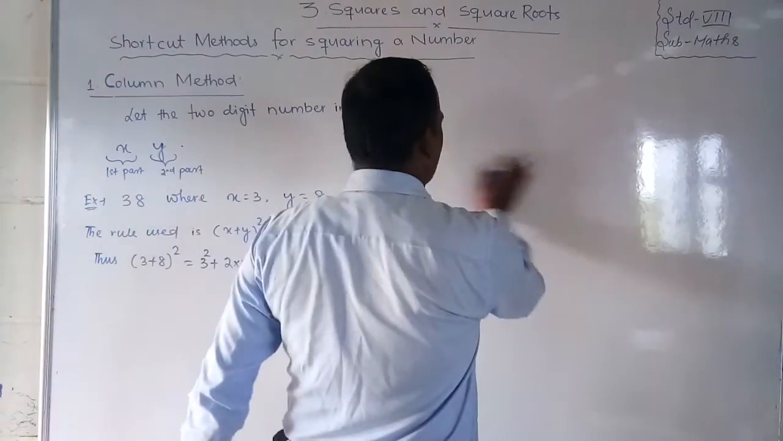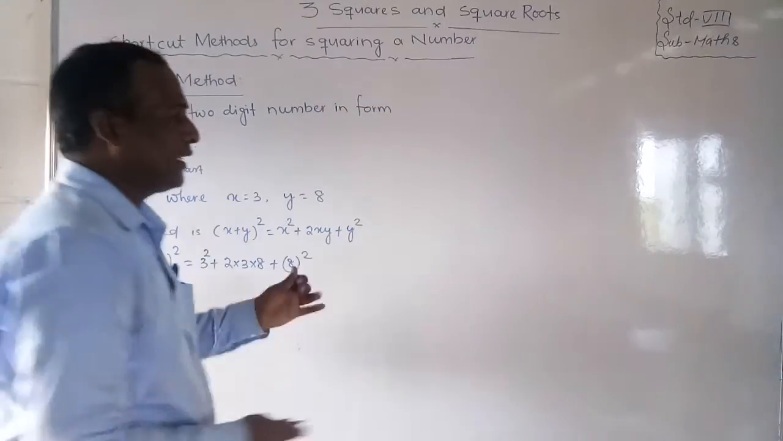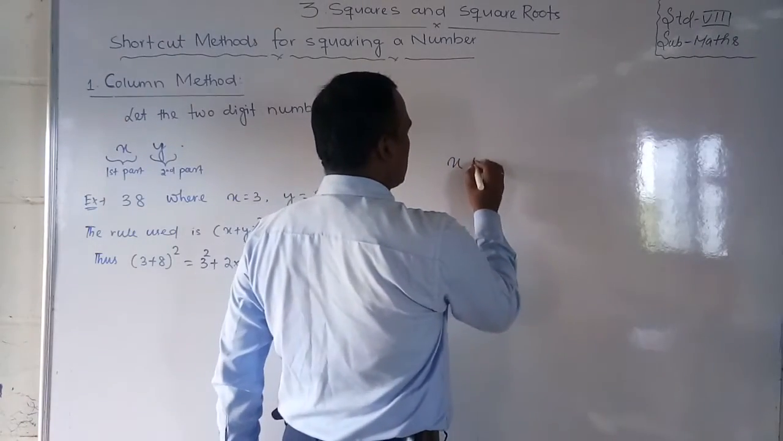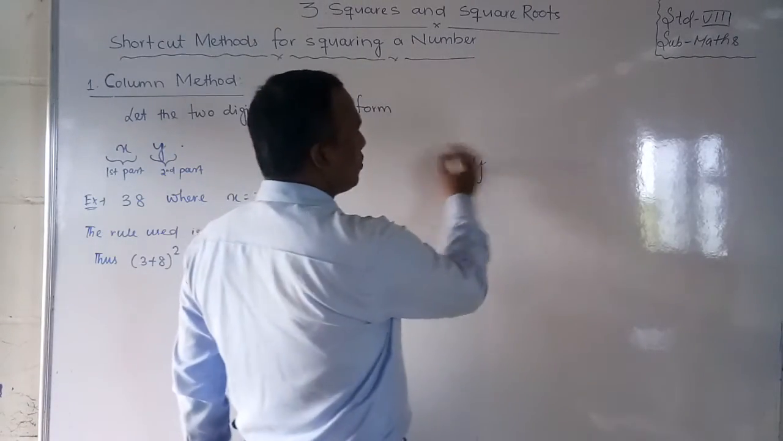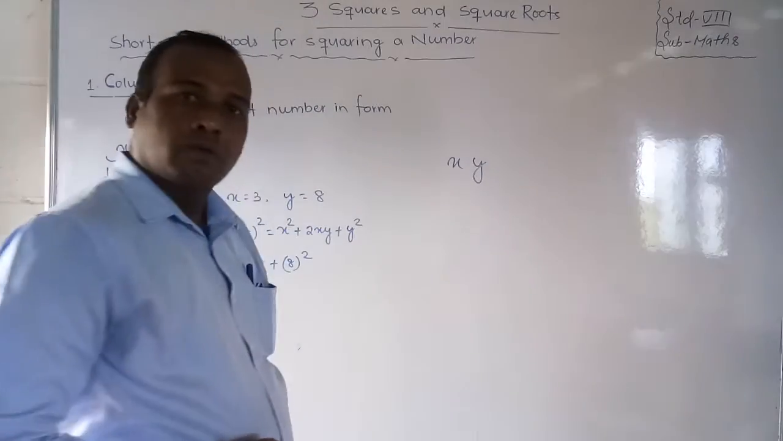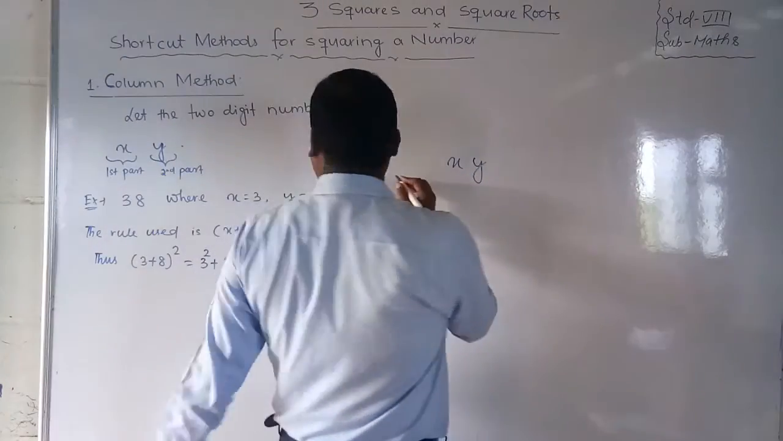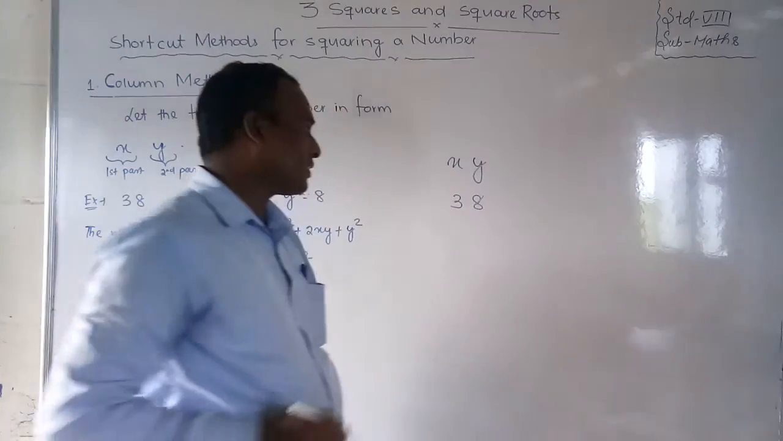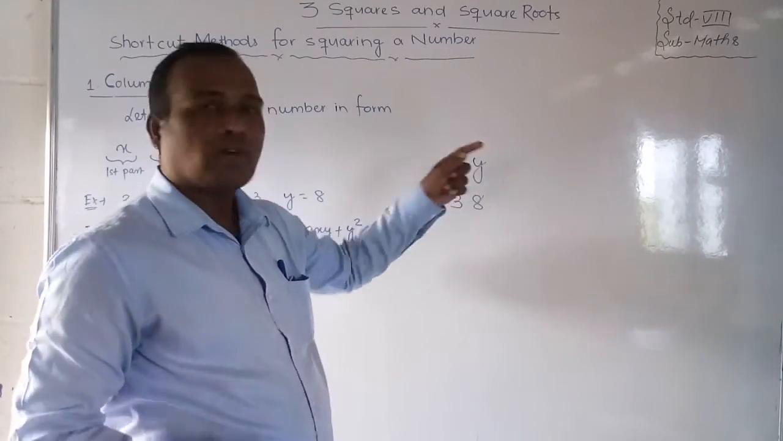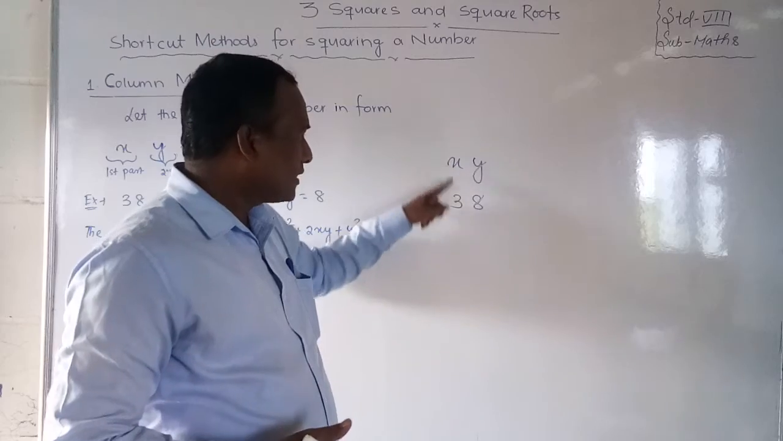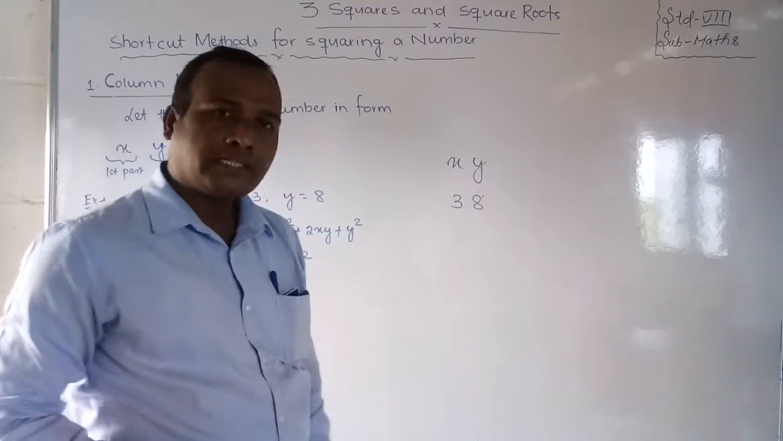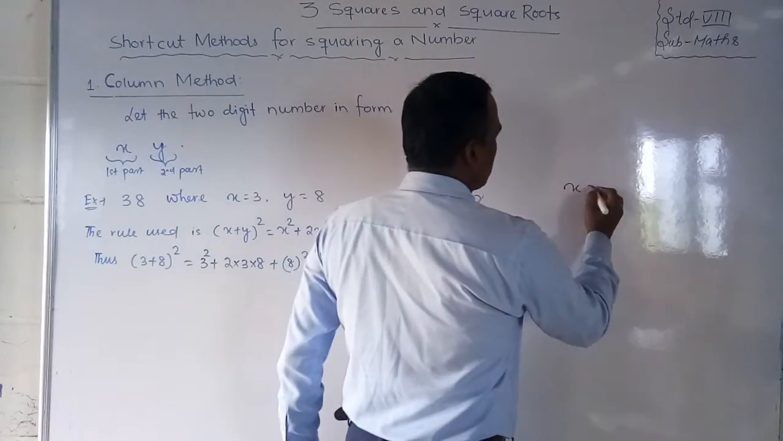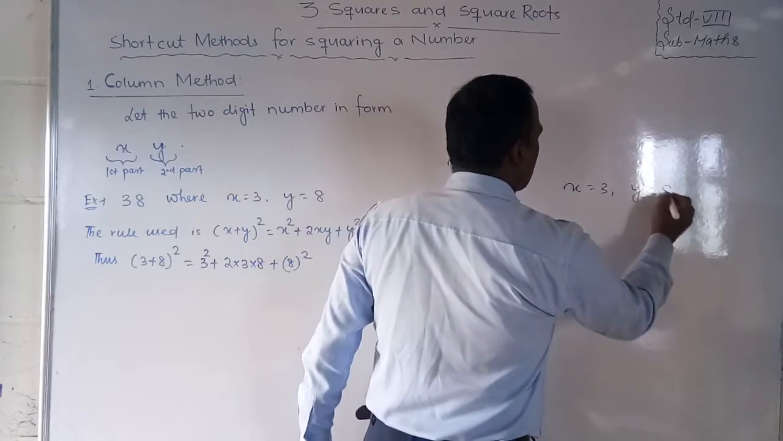Students, suppose I write a two-digit number xy, where x is one digit and y is one digit. I have written an example, 38. So what is the value of x? If xy is a two-digit number, then x is equal to 3 and y is equal to 8.